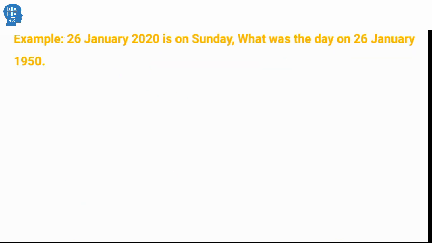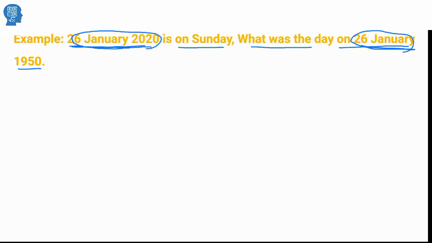So here we have an example. 26th January 2020 is a Sunday. What was the day on 26th January 1950? If you observe here, the date and month are both the same, but the difference is in the years. Here they give 2020, here they give 1950. And if you notice here, they are asking about the past.